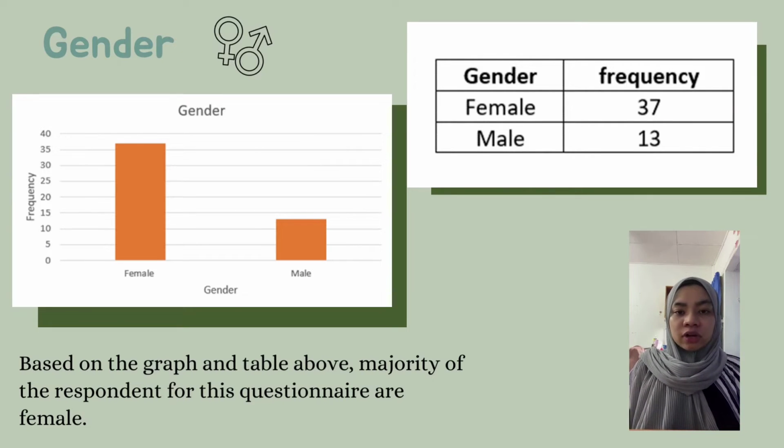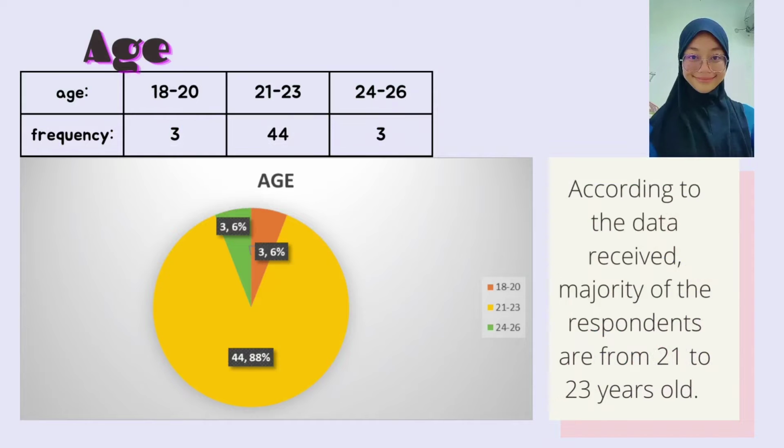Next, we continue with our group results. For Part A, which is respondent background, there are 37 females who answered our Google form. Only 13 respondents are male. Hi everyone, my name is Arti Umara binti Muhammad Nazman and my metric number is 280698.